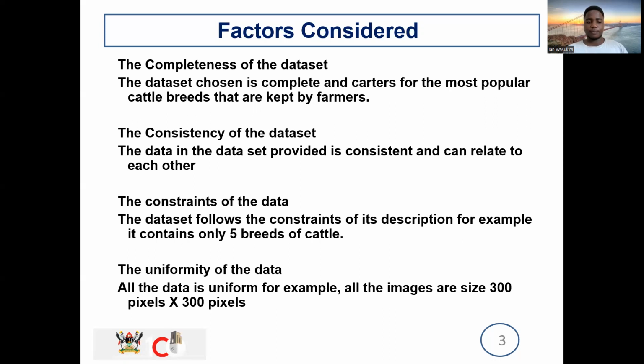five breeds of cattle. Then the uniformity of the data: all the pictures in the dataset provided are 300 by 300 pixels, which makes it easier for the model to classify.